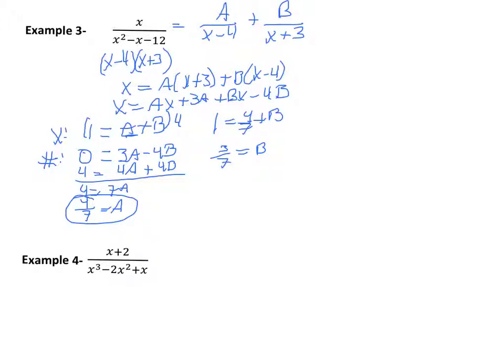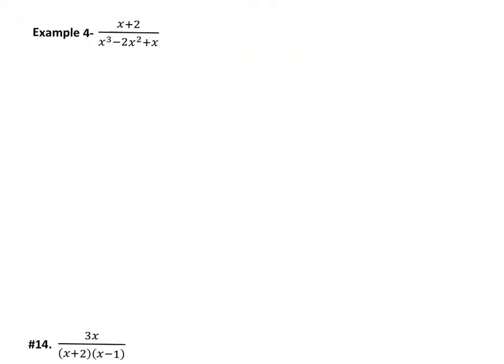So now our final step, we have to write this, so we get 4 over 7 over x minus 4 plus 3 over 7 times x plus 3. And that's your final answer right there. And that's using systems. Okay, not too bad? All right. Does it get harder than that?